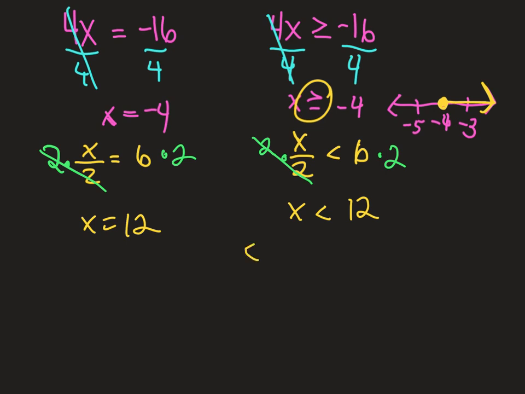Inequalities always need a number line to show the answer. So give me a 12, give me a neighbor, 11 and 13. This kind of alligator mouth is an open dot. Numbers that are smaller than 12 go to the left, less than 12.